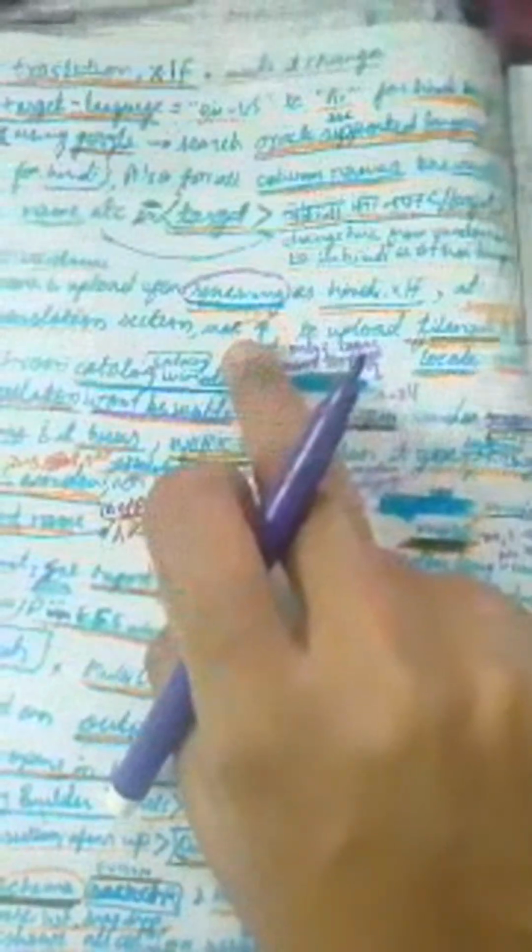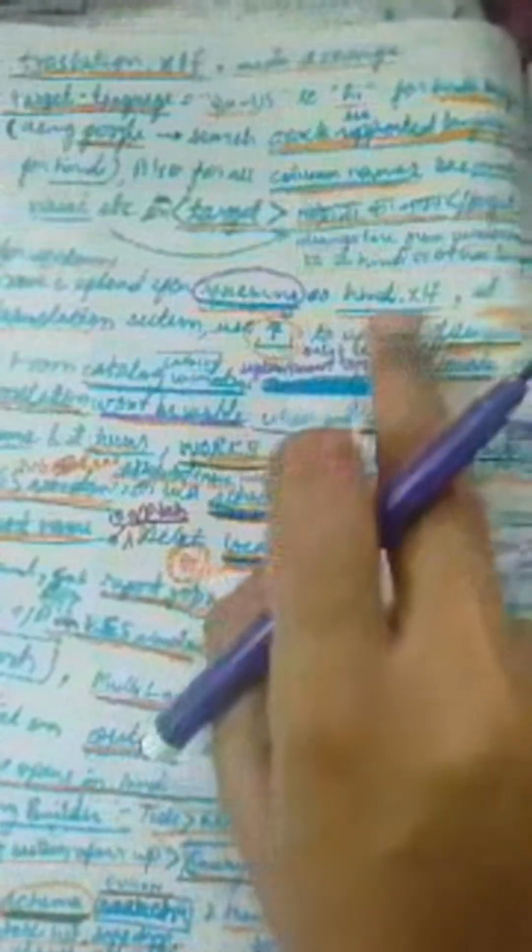So here I can do it in multiple languages. I can repeat the same process and upload multiple sections in multiple languages, make multiple XLFs, and upload them in the multiple languages. So this is nothing but the multi-language report.